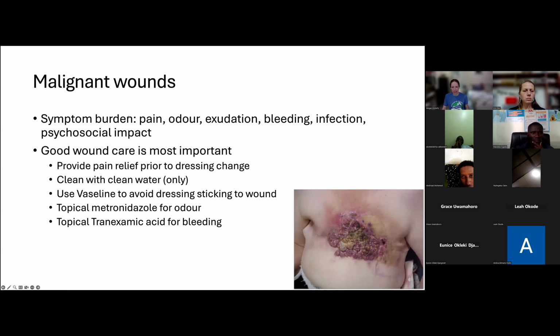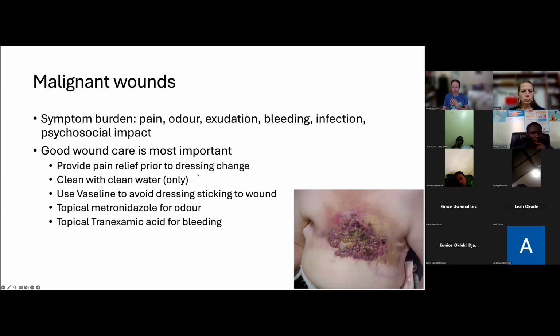And then lastly, we'd look at malignant wounds, where the child might have pain, odor, bleeding, infection from a wound, and it can be very distressing for the child. So we do have to make sure, and this is where the nurses on our teams are so important, we have to make sure we do good wound care. We provide pain relief like morphine before we do the dressing change.